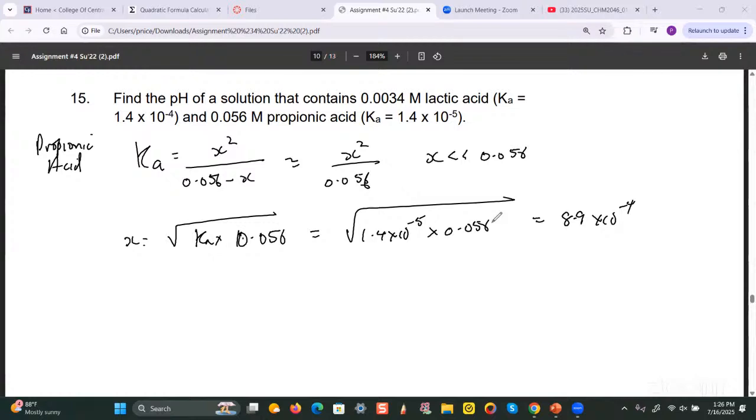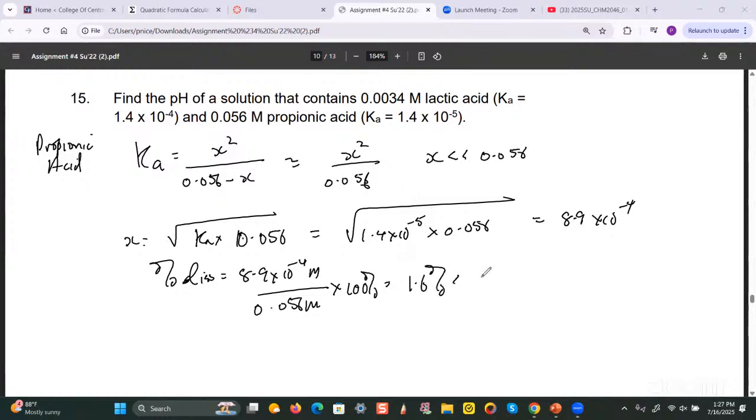Next step is to find the percent dissociation. And that will be equal to 8.9 times 10 to the minus 4 M divided by the initial concentration, which is 0.056 M, times 100%. So let's see what that gives. 8.9 times 10 to the minus 4 divided by 0.056 times 100. And fortunately, this works out to be equal to 1.6%, which is less than 5%. So therefore, the assumption is okay.